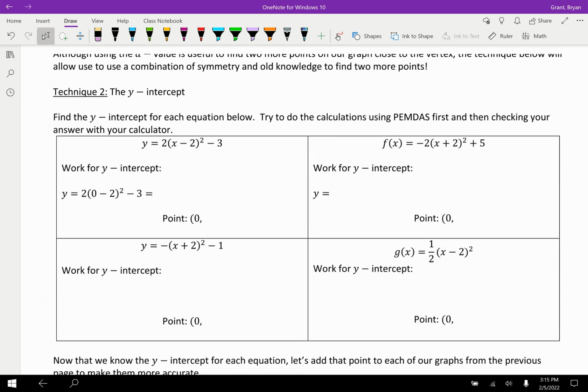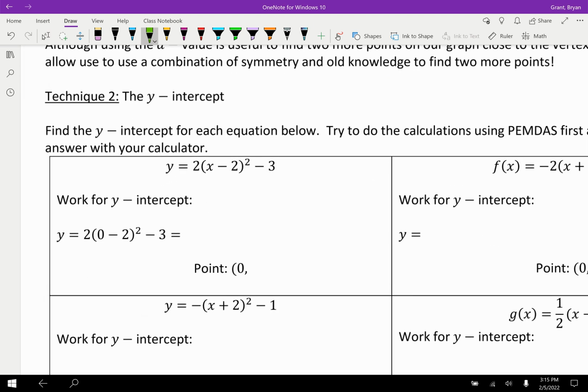The second technique we're going to use is involving the y-intercept. We focused a lot on the y-intercept last semester and even last unit. Maybe we focused enough on it that you remember how to find the y-intercept. You need to replace something with 0. Do you remember what? Well, yes, it is the x with 0. That will allow us to find the actual value of the y-intercept.